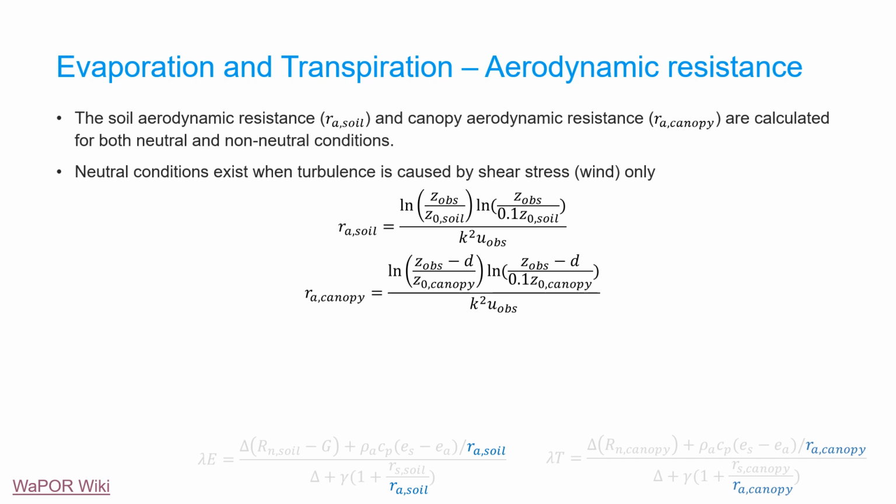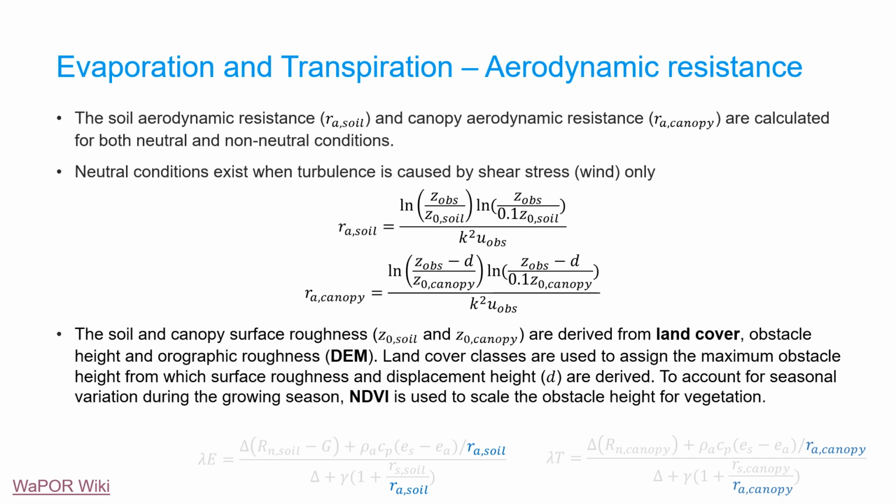In the ETLook model, the soil and canopy surface roughness are estimated from land cover, obstacle height, and orographic roughness, which is a function of the digital elevation model, DEM. The approach is to assign maximum obstacle height from which surface roughness and displacement height are derived. In addition, NDVI is used to adjust the obstacle height according to seasonal variation of vegetation.